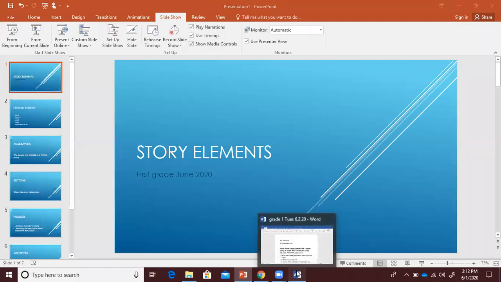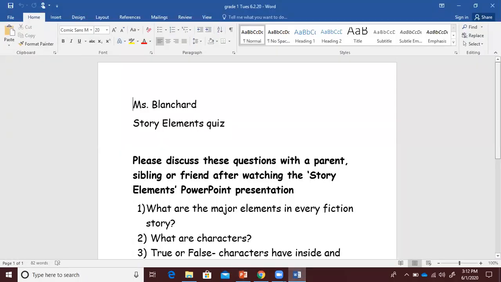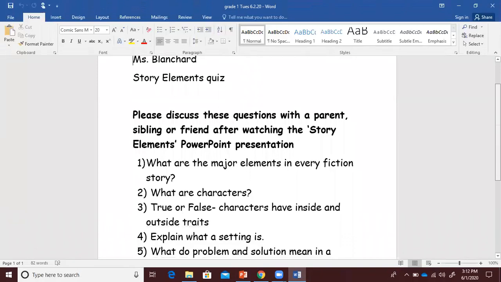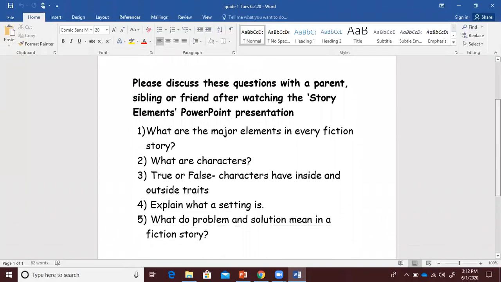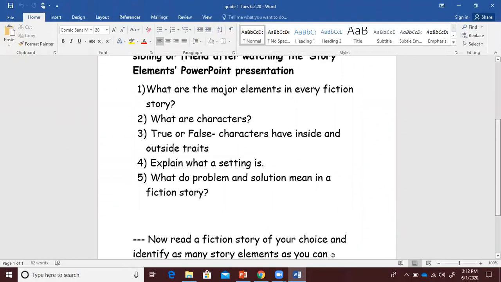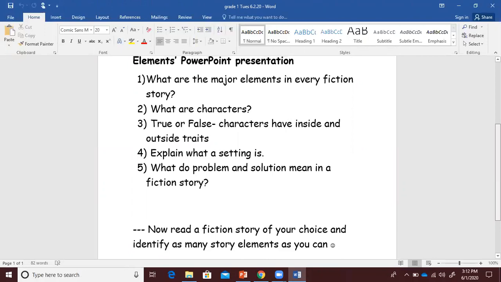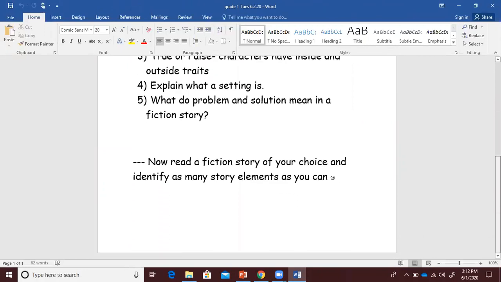Now, boys and girls, my challenge for you is to take the story elements quiz after you watch the PowerPoint presentation. So I want you to discuss with a parent, sibling, or friend what the major elements in every fiction story are, what are the characters, whether or not characters have inside and outside traits, which is something that we have talked about a lot before. I want you to explain what a setting is and what do problem and solution mean in a fiction story. When you're all done, I want you to read a fiction story of your choice and identify as many story elements as you can.